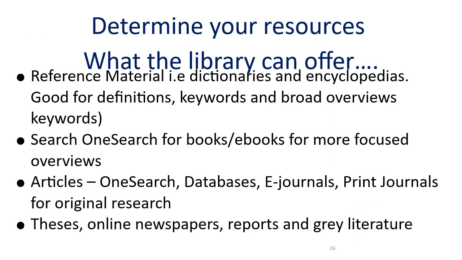And how can the library help you get to this information? If you're talking about reference material such as dictionaries and encyclopedias, you can search OneSearch to see what we have available for you. You can also search OneSearch to see if we have books or ebooks on this topic. If you're looking for your primary literature or your journal articles, you can use OneSearch databases or the journals themselves to find that information. And don't forget, there could be information in theses, so you can find those in OneSearch as well.